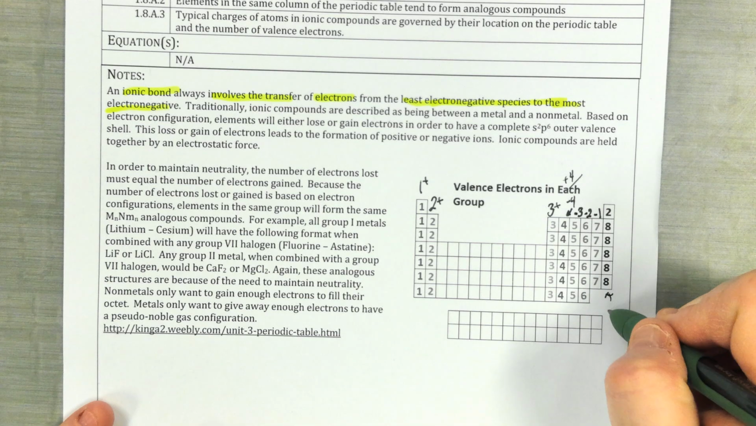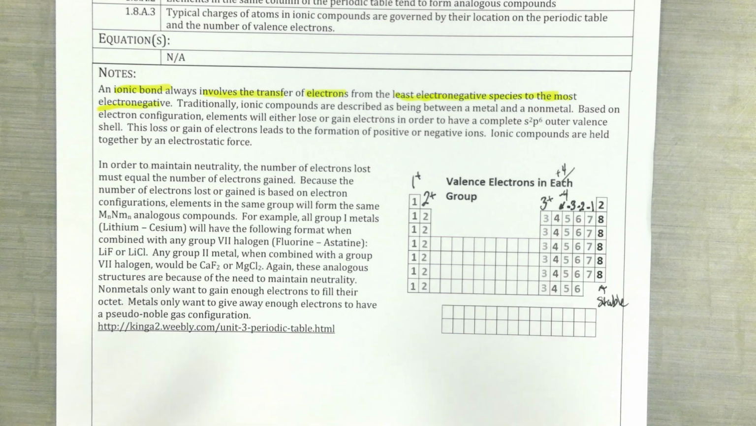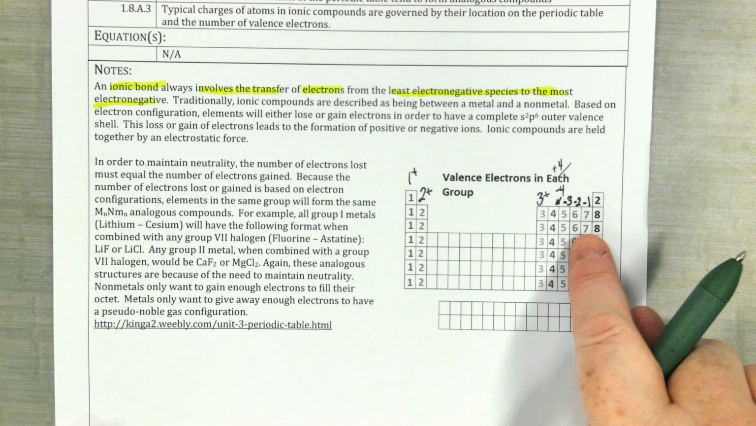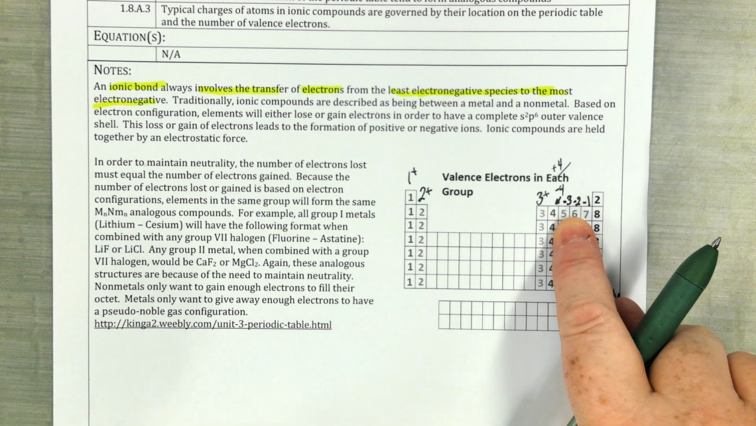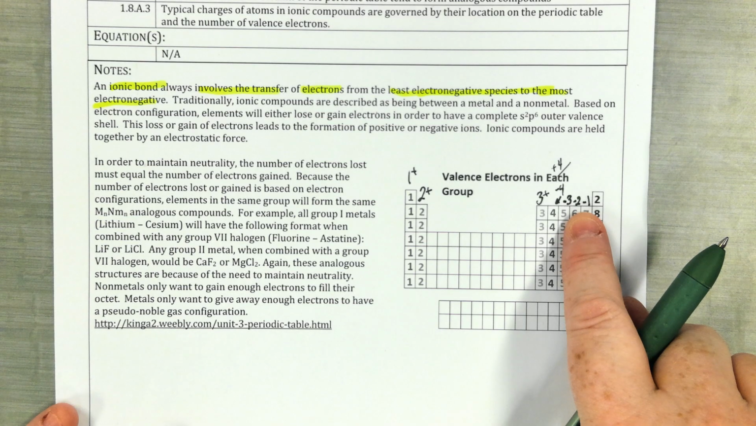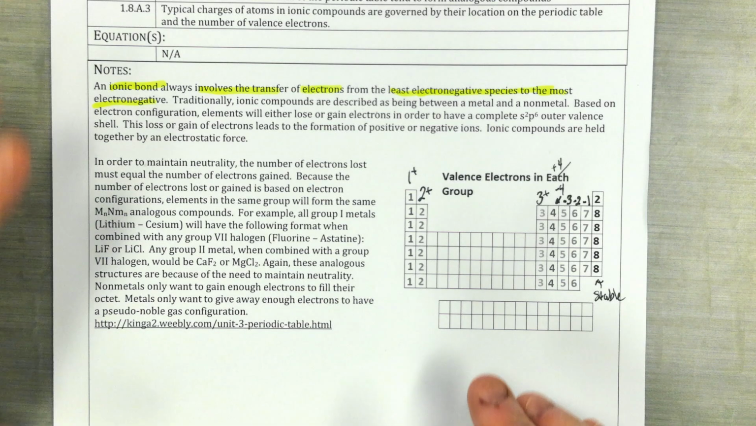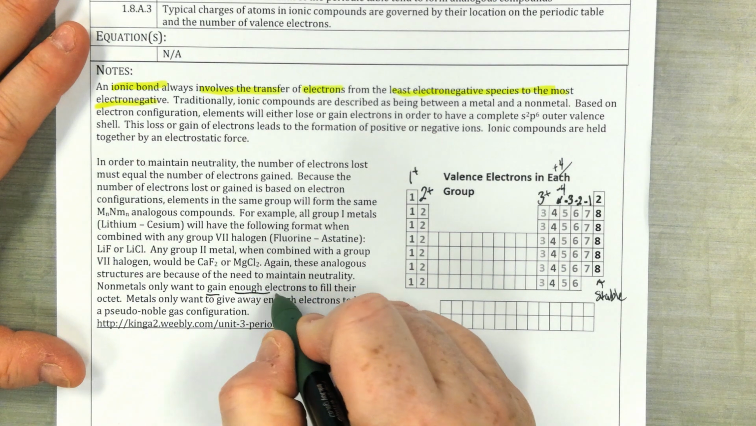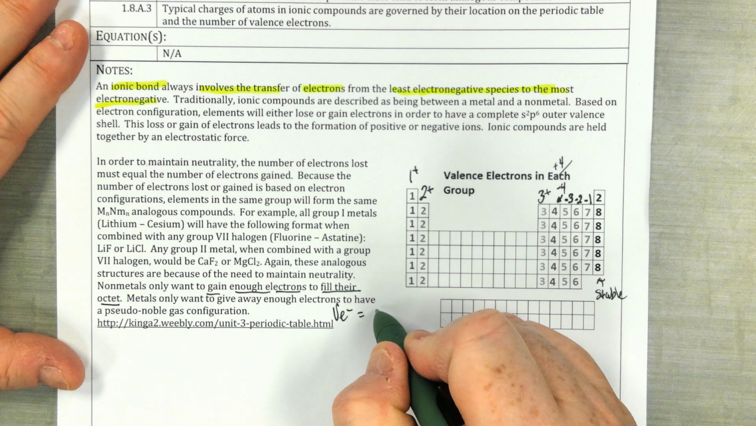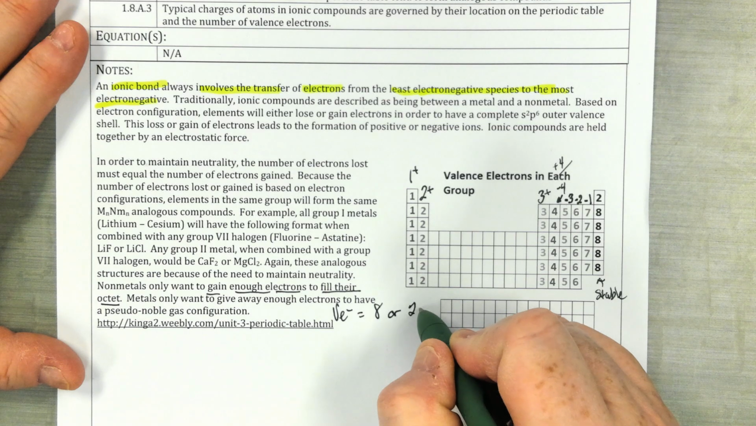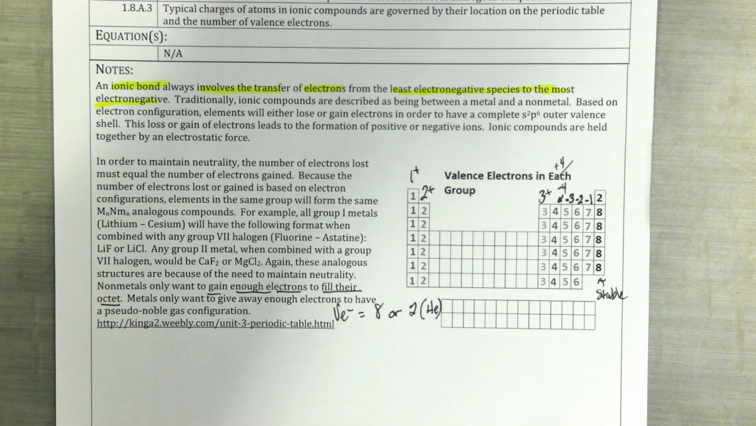The noble gases are stable. They don't want any more valence electrons. 8 is the magic number, or helium with 2. So that's why these numbers go down, because group 5 only needs 3 more electrons. 5 plus 3 is 8. Group 6 only needs 2 more electrons to get to noble gas, and group 7 only needs 1 more. So they want to gain enough electrons to fill their outer octet. So valence electrons want to be stable at 8 or 2 for helium. And that's really the notes.